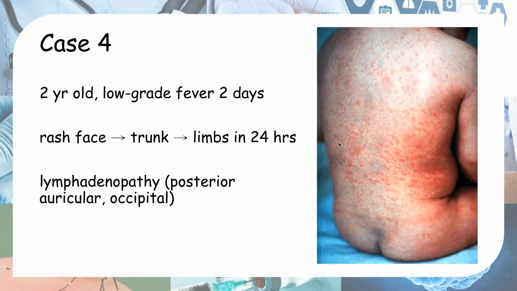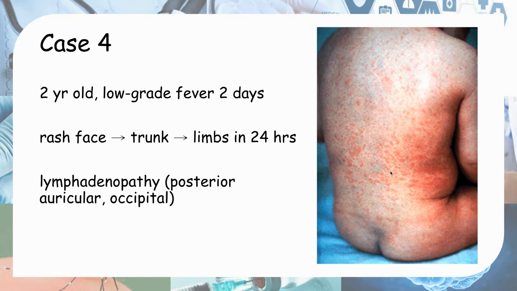Next case, this is a 2-year-old with low-grade fever this time. So measles has high-grade fever, this is low-grade fever for 2 days. Looks like measles, another maculopapular rash. It starts in the face, goes to the trunk, and then goes to the limbs in 24 hours. So there's much faster spread than measles in terms of the rash.